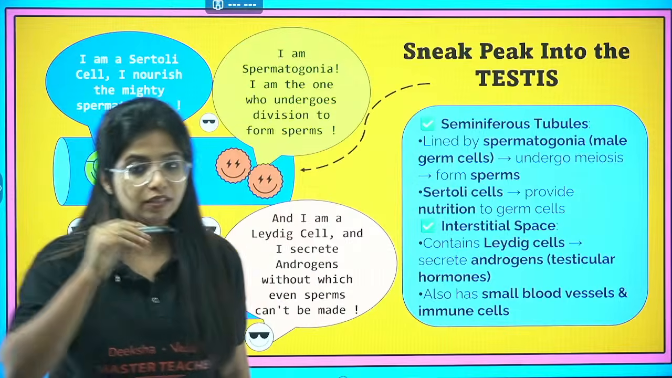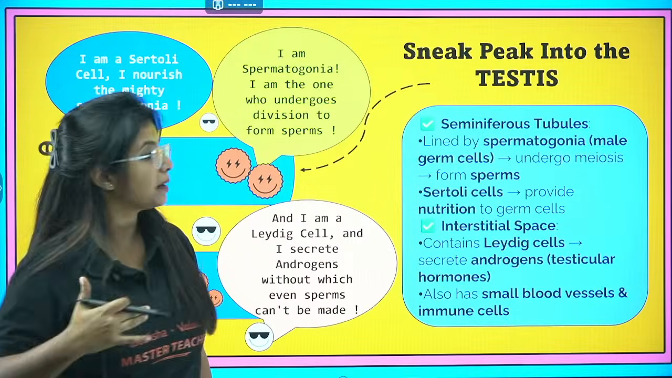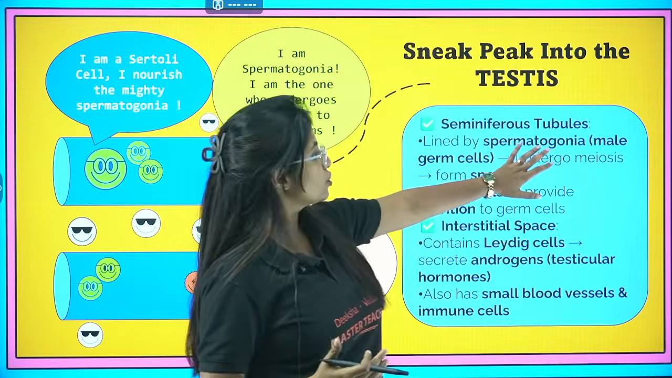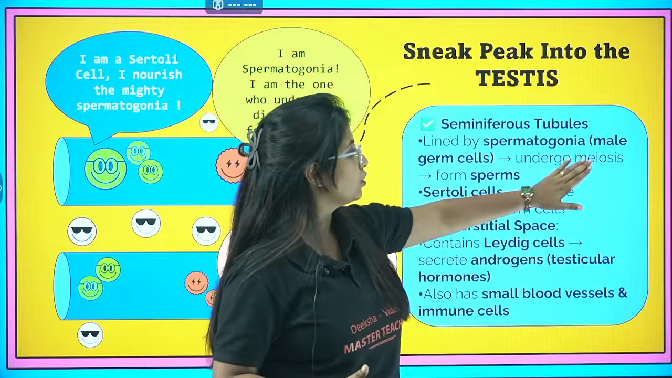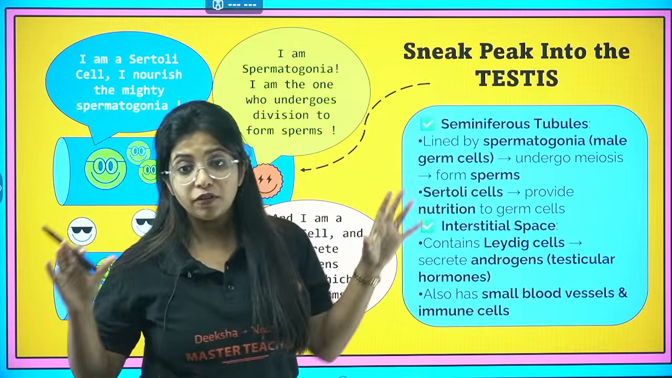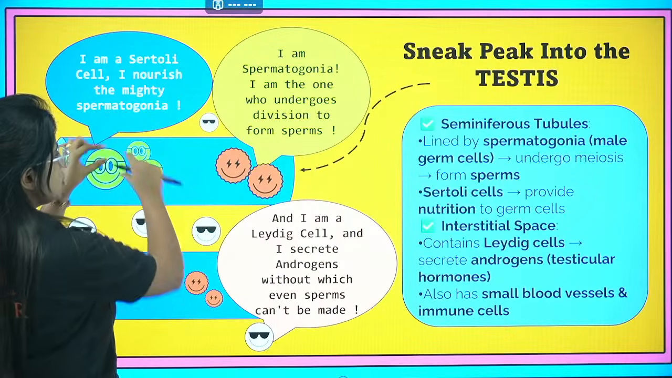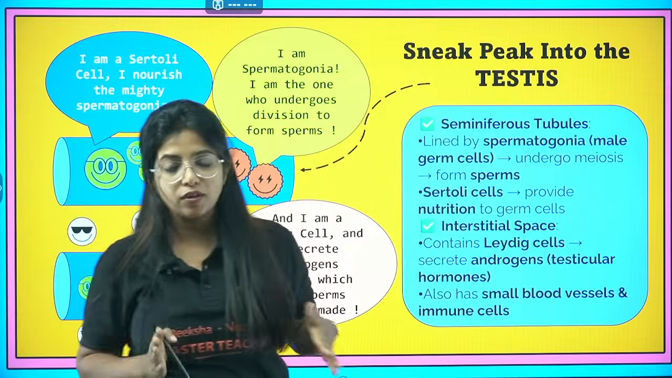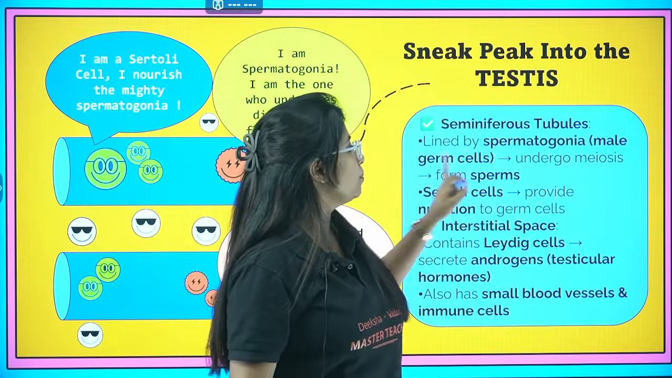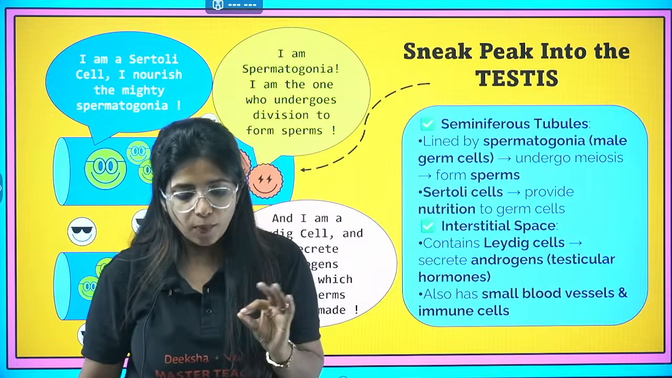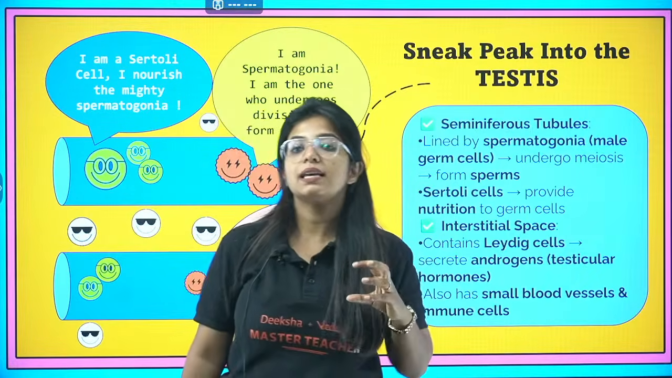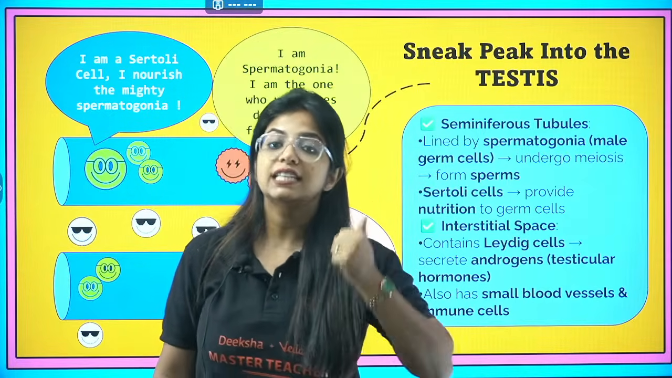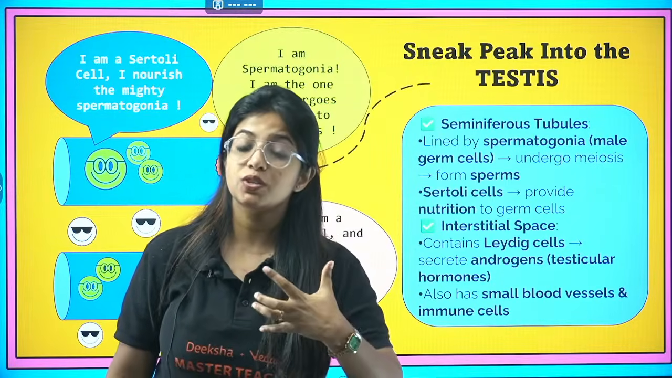Cool. Now we'll just have a quick read, and with that probably we might understand things better. So seminiferous tubules is lined by spermatogonia, as in just imagine that basically you have so many spermatogonia out there, on the surface out there. Now they undergo meiosis to form sperms. I hope all of you know that whenever I say that a gamete is going to be formed, it has to undergo meiosis. Meiosis is what?